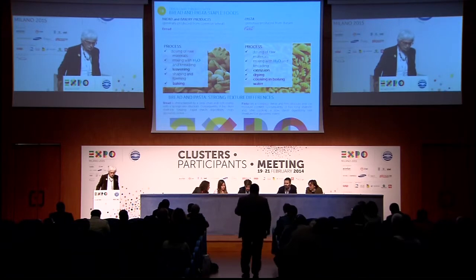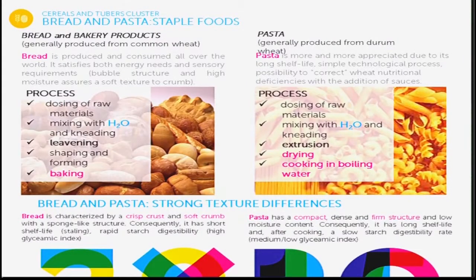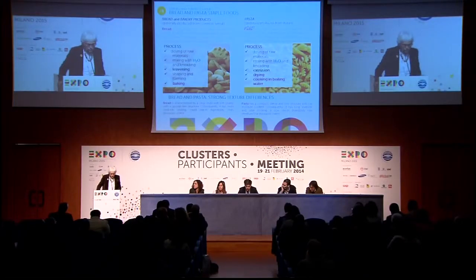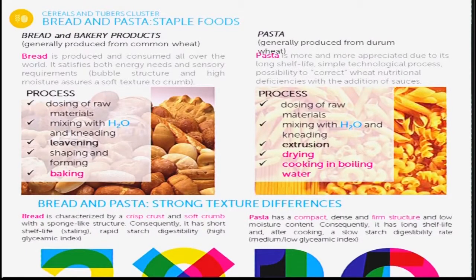And eating and chewing the soft and pleasant structure of breadcrumb satisfies our sensory requirements and at the same time fulfills the energy needs. But this same porous structure is a critical element, as it determines a short shelf life and a rapid starch digestibility, giving a product with a very high glycemic index that is a serious problem for many Western consumers.